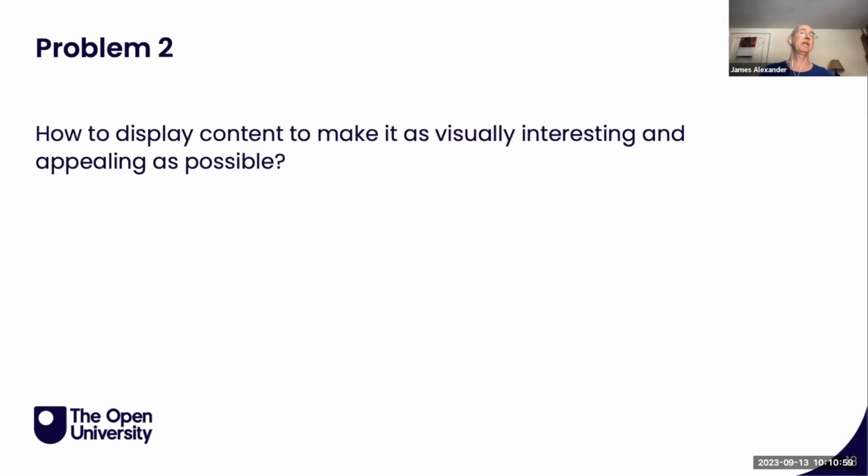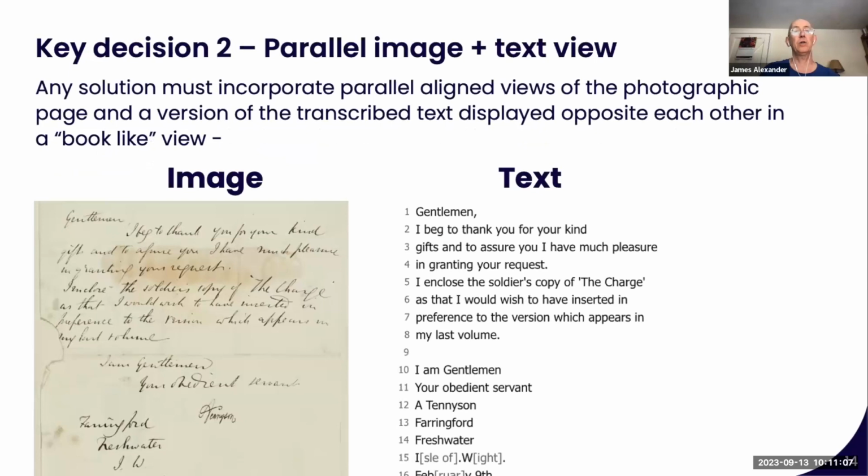So, the second critical problem and critical decision was really about how best to display the content. We decided at a very early stage that we would need to find a way to display both the image of the letter and a view of the text as printed in parallel. So you can see here what our idea was, that we would have one facing the other in a book-like view.